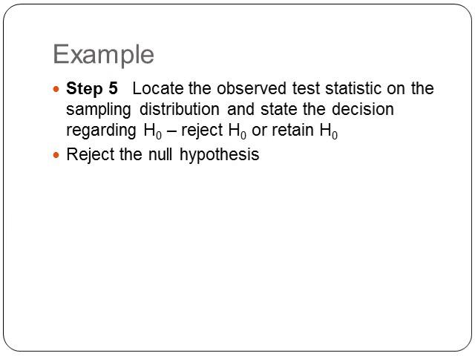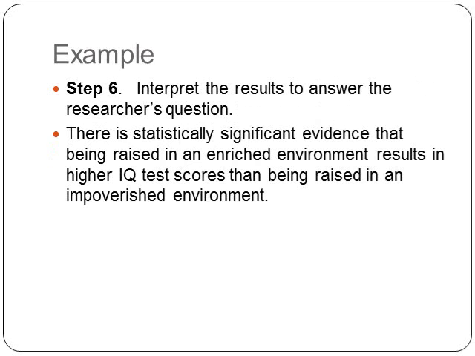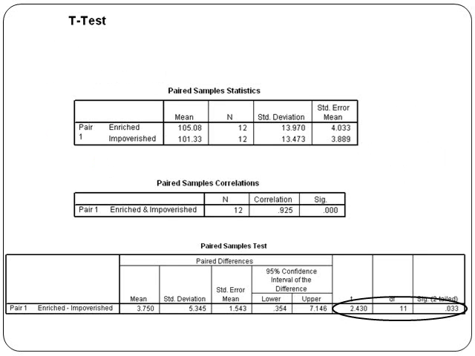This is enough to reject the null hypothesis, given the critical value of 1.7 we saw earlier. We can say that it is statistically significant evidence that an enriched environment results in higher IQ scores than being raised in an impoverished environment.